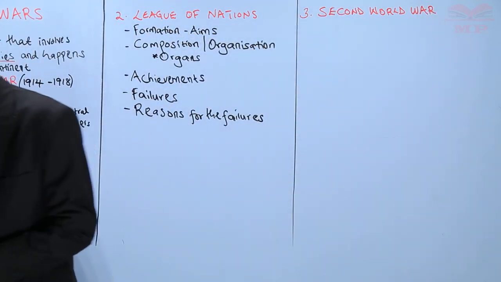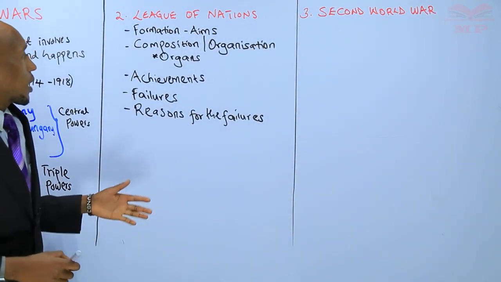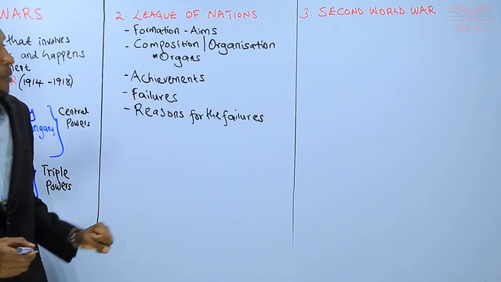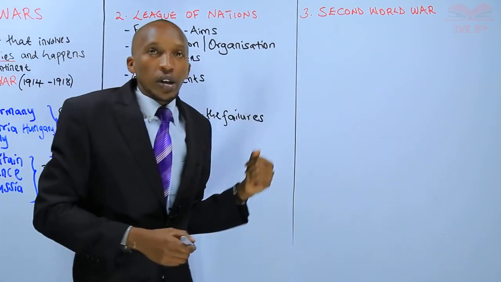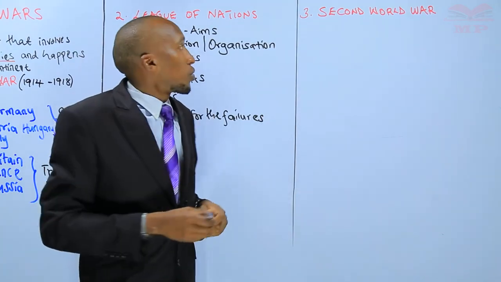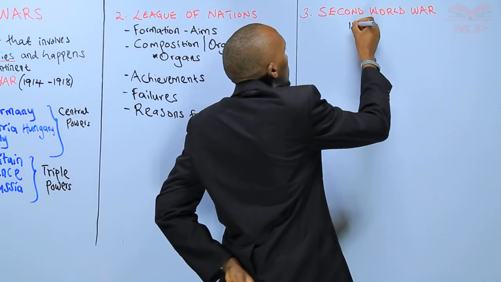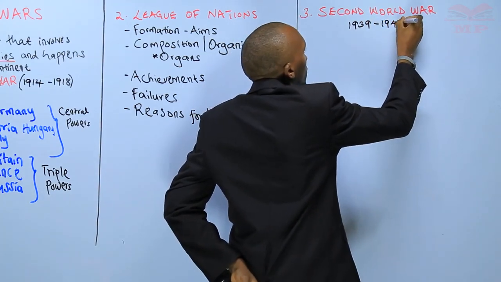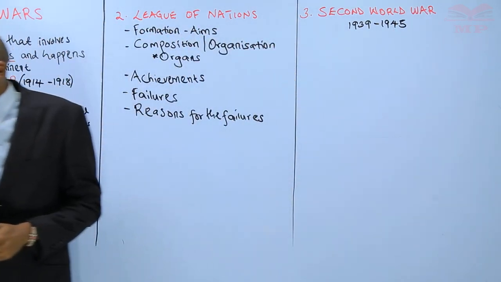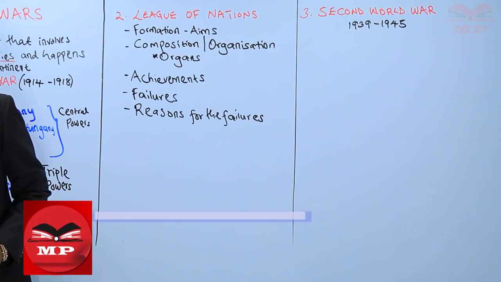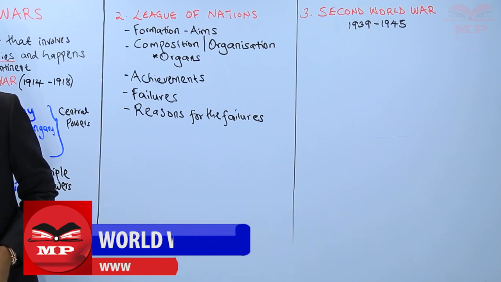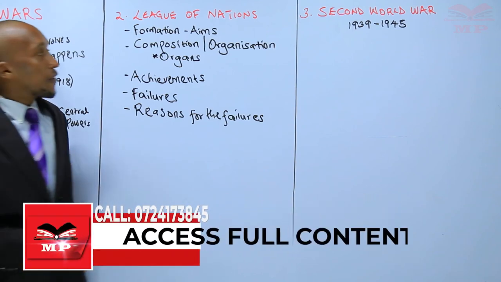The Second World War. After the League of Nations, there was a moment of peace, when the League of Nations was operating. But at some point, there was an outbreak of a Second World War, which happened in 1939 to 1945.